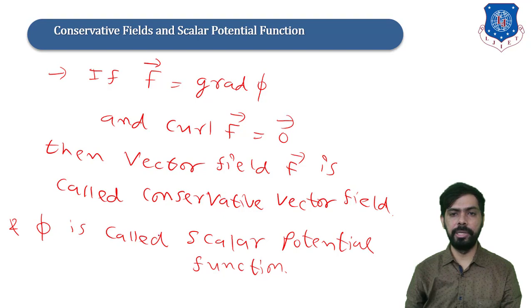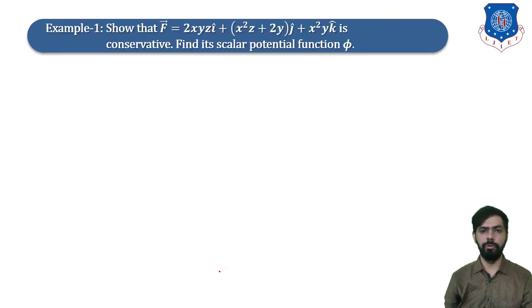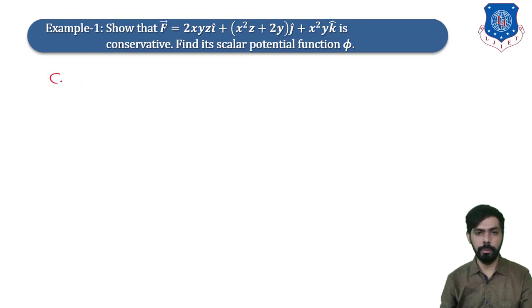Now let's start examples related to this. First example: show that f is equal to 2xyz i plus (x square z plus 2y) j plus x square y k cap is conservative, and find its scalar potential function phi. To prove this vector field is conservative, we must show that curl of f is equal to 0 vector. So first of all, we will find curl of f.